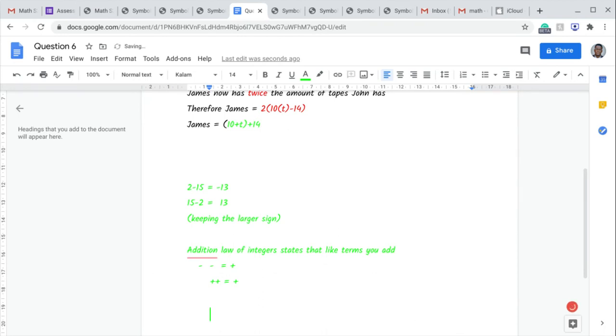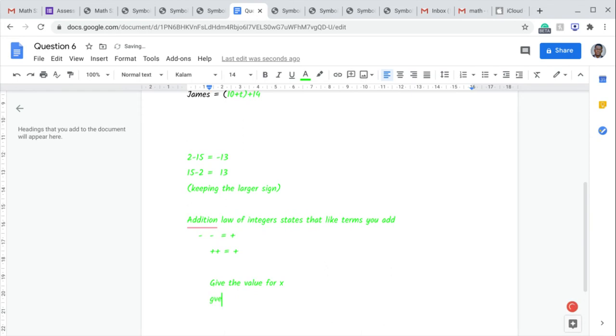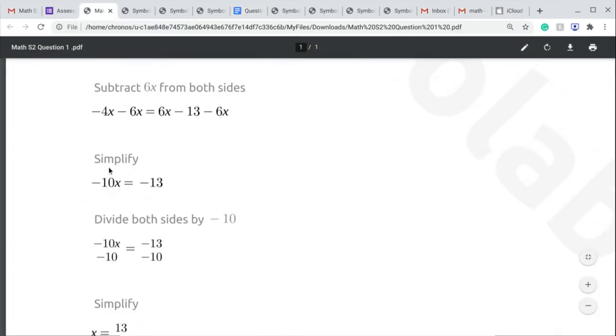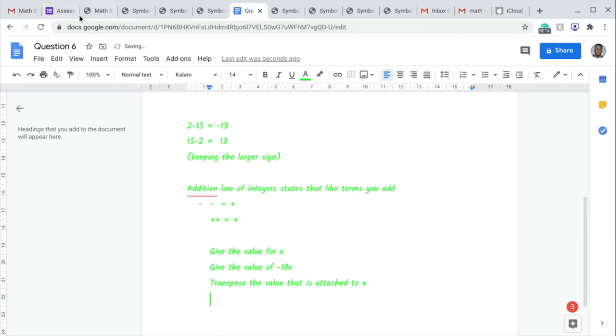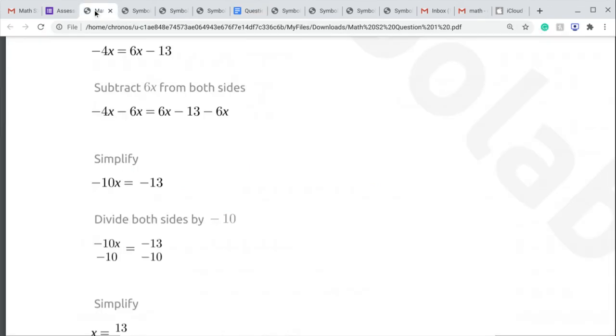But remember, the question said give the value for x. It did not say give the value of negative 10x. Because if it asks for the value of negative 10x, then we would have let it stay as this. But it says give the value for x. So what we need to do now is something called transpose the value that is attached to x. And in this case, the value that's attached to x is negative 10.